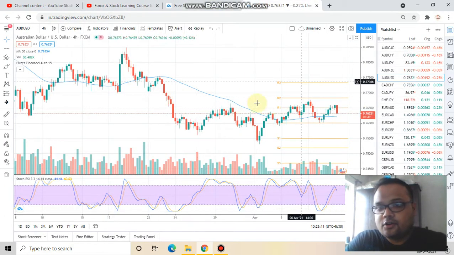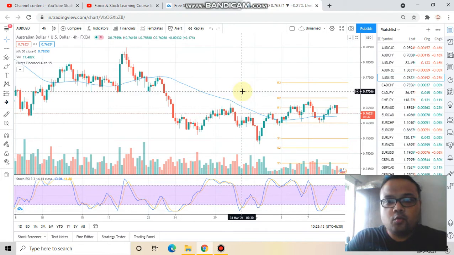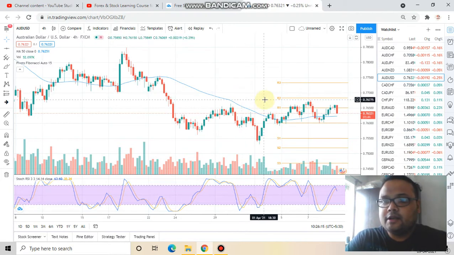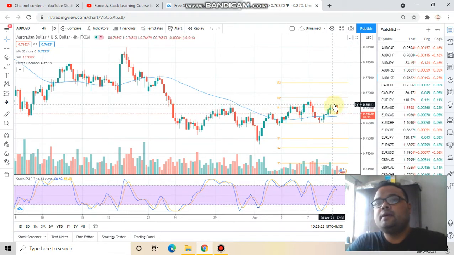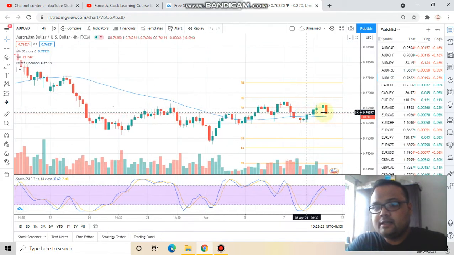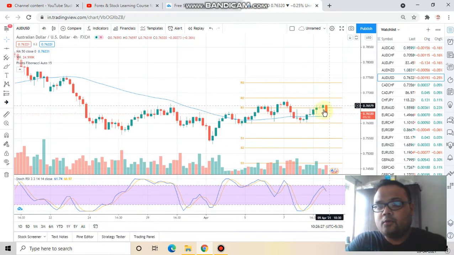So this is the chart of Australian dollar, US dollar, and if you have watched my yesterday's video, then you have probably shorted the market and you are in a profit. Because I told you that once you get the confirmation that market will reverse from here, you short the market, and we can see that market has formed a red candle right now.